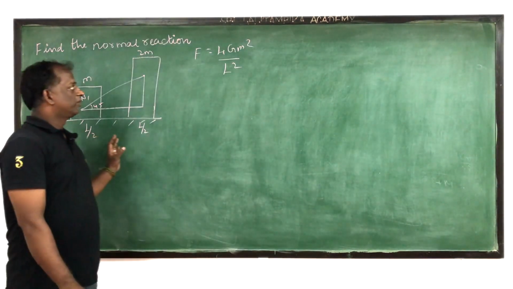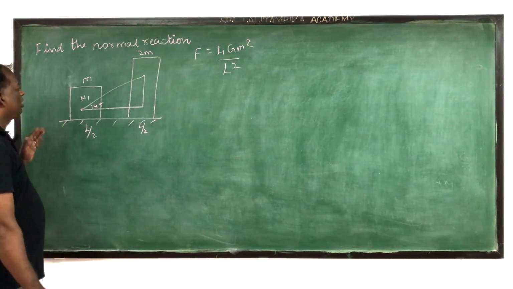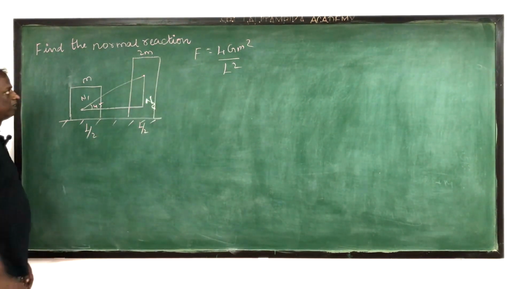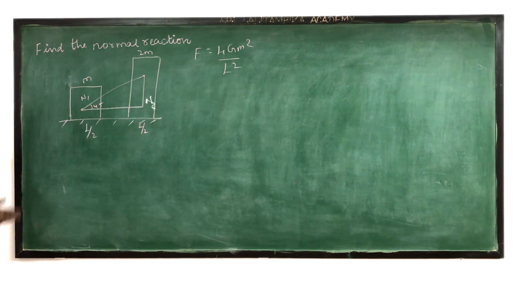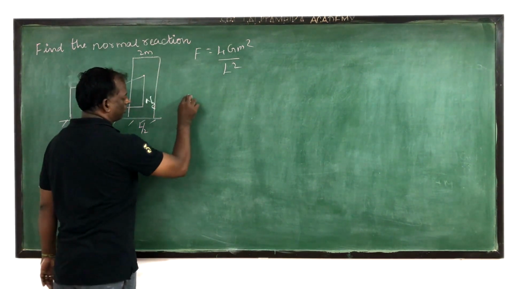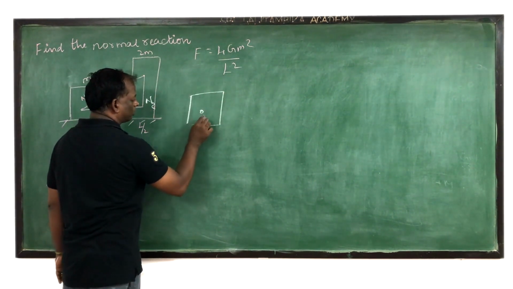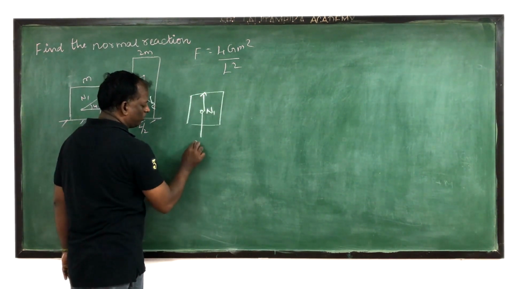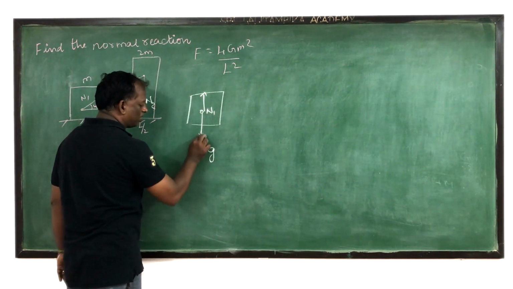So in this question, we need to find the normal reactions N1 and N2. We can find both normal reactions. This is a continuation of the previous problem. Force is equal to 4Gm square by L square. So how do we find the normal reactions here? We can draw it separately. Here, N1 normal reaction acts in the upward direction, and mg acts downwards.